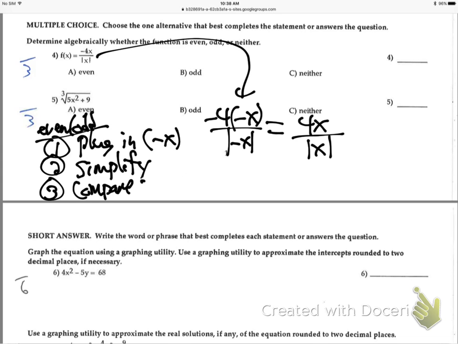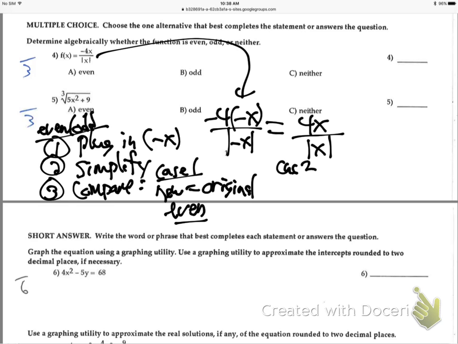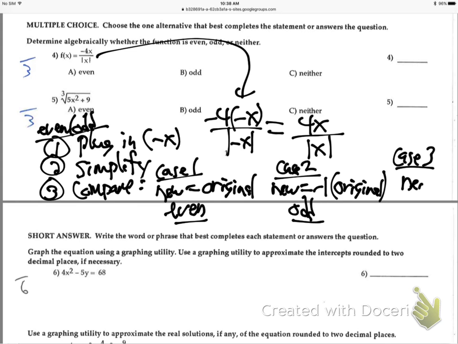Let me just say compare, and there's three cases. Case 1, the new is equal to the original. They're identical. What does that mean if they're identical? What kind of function is it? Even, odd, or neither? Even. Case 2, if the new equals -1 times the original, then it's odd. And if neither of those is the case, it's neither even nor odd. Not every function is even or odd. Most are neither, really. Okay, so there's the test.